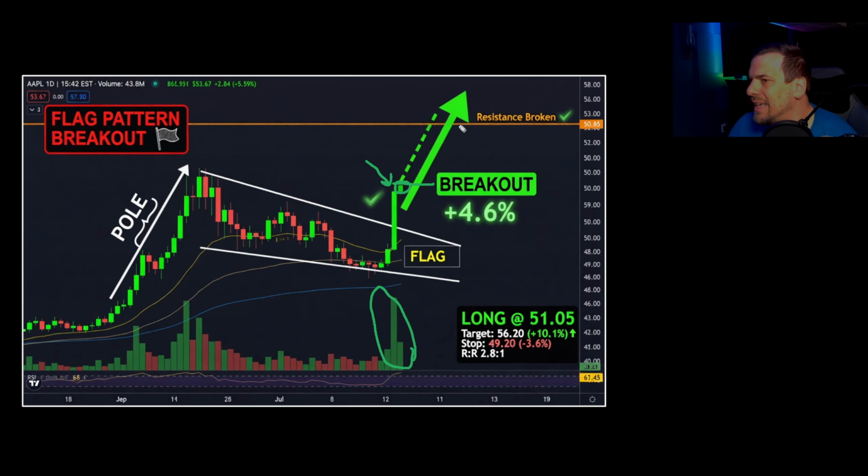Then there are several different ways you could trade this: up to resistance if there's prior resistance, or if there is no resistance, you basically just measure the pole from this side to this side. We actually had a trade that we saw on NVIDIA recently that did just that. Okay, so that is the flag pattern.